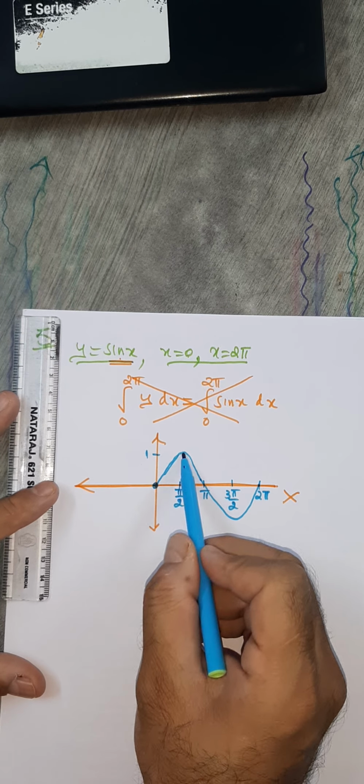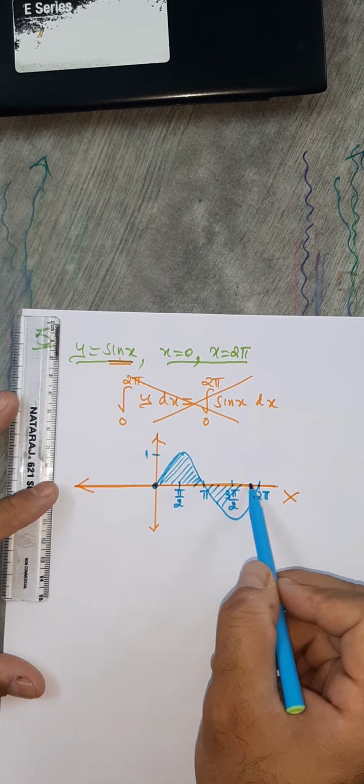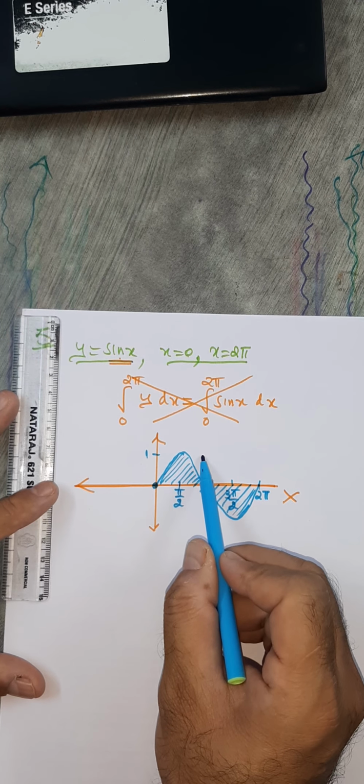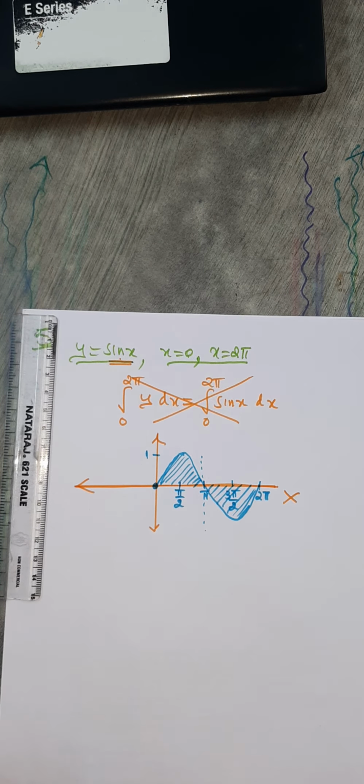Right? So you are asked for this, remember. Have you noticed here the graph intersects the x-axis? It is not on the same plane. Some portion of the graph is in the upper half plane, some portion of the graph is in the lower half plane. Right? So in that case, you cannot straightforward integrate from 0 to 2 pi.